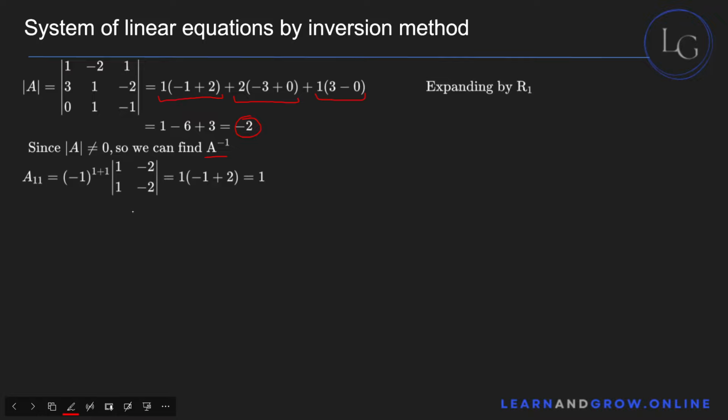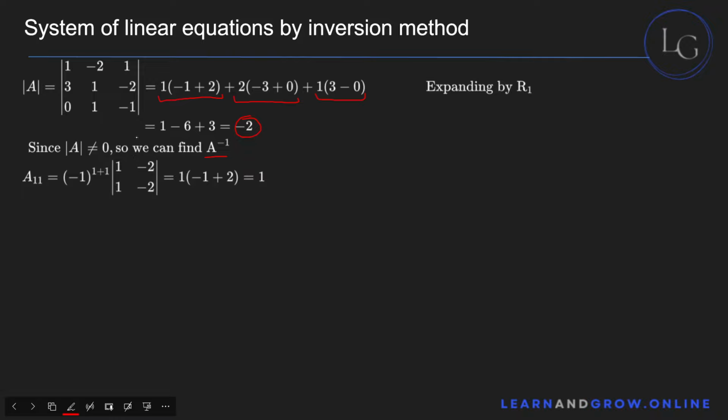Just for reference, you'll make a matrix of the cofactors of each and every element here. For every element, you'll find its cofactor and you'll make a matrix of it, and then you'll take its transpose. That will be the adjoint of A.